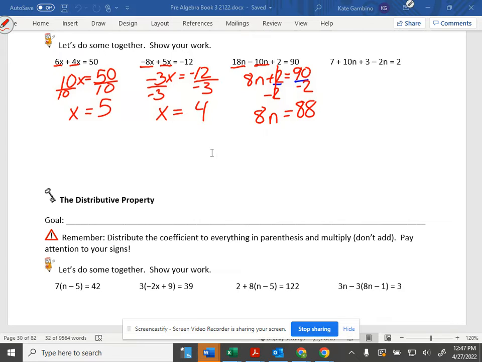So remember, our goal is to simplify down as much as we can so we get the variable by itself. So what do I have to do to get my variable by itself? You divide 8 by 8. Yeah, I'm going to divide by 8 because 8n is 8 times n. So I want to do the opposite because I'm going to the other side of the equal sign. 8 divided by 8 is just 1. So we have our n. 88 divided by 8 is 11.